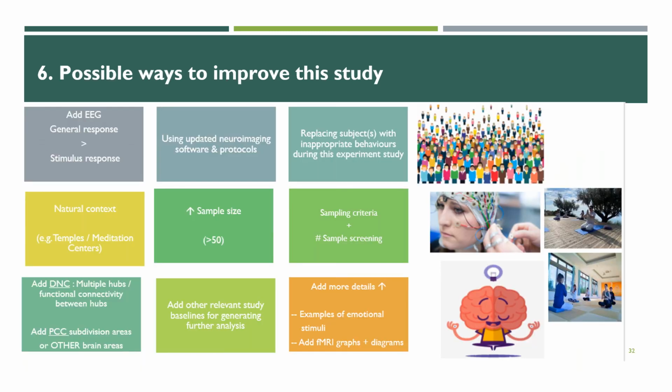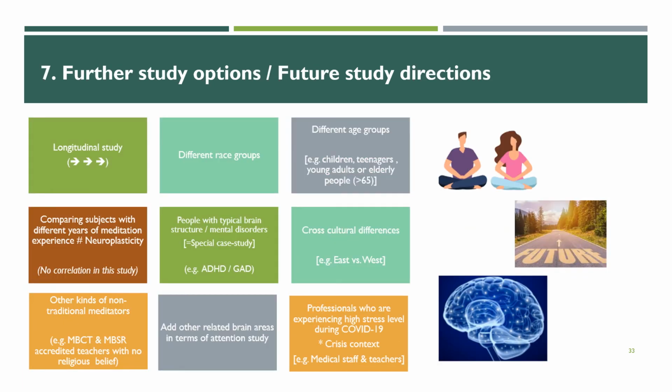There are several ways to improve these studies, such as adding real-time EEG, enhancing study sample size to 50+, selecting other baselines to execute a detailed comparison, involving other brain areas, and operating these experiments in a natural setting. Here are some further study directions in the future. For example, lengthening the overall study time frame, expanding the variety of sample profiles such as age, race, occupation, along with the consideration of cross-cultural differences.